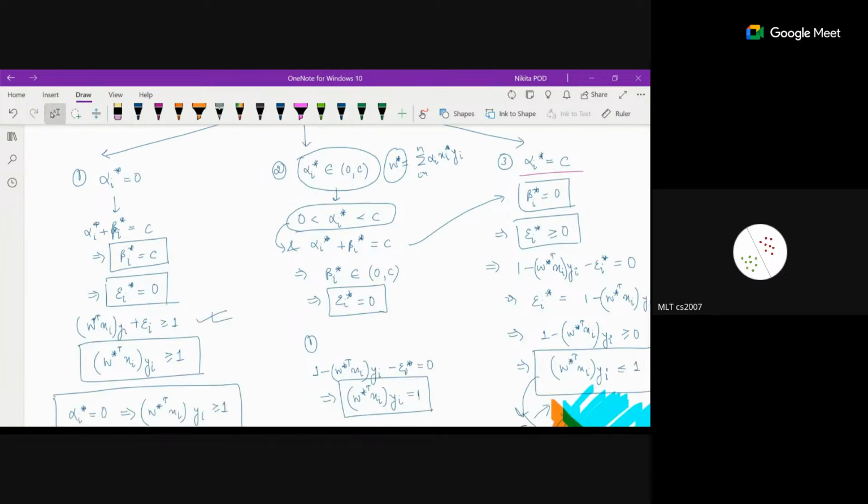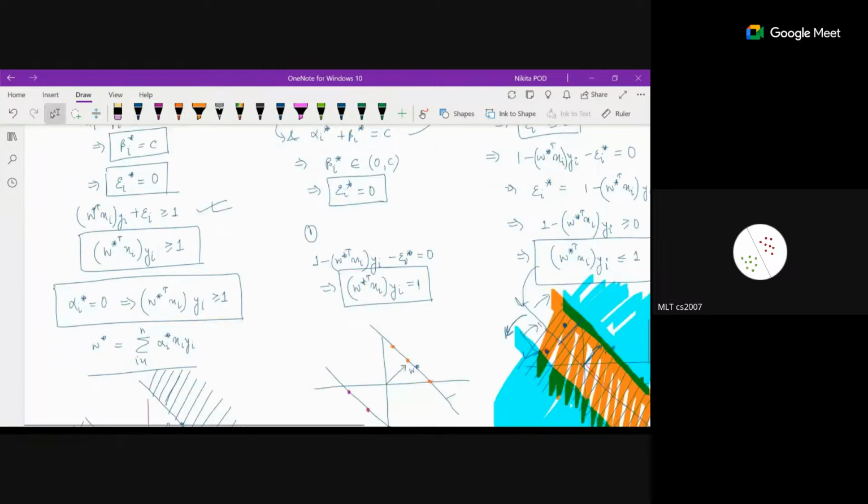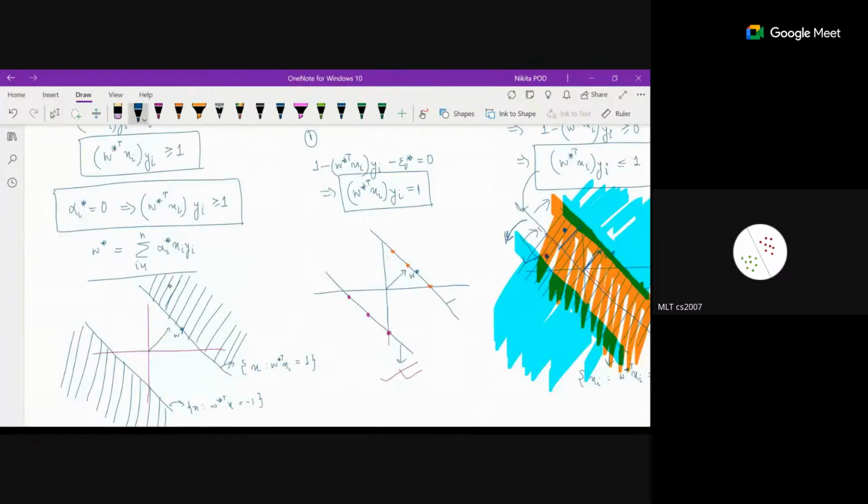But on the other hand, when my alpha i star is equal to 0, what we got is that the point should be outside these hyperplanes. So any point that is outside the hyperplane can be not important to us.